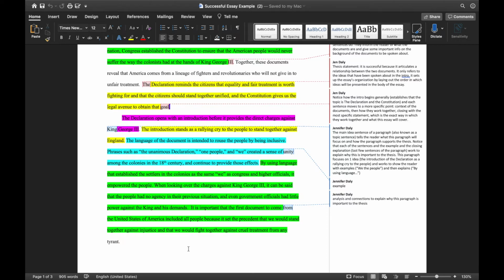We also stay on topic. Every sentence in this paragraph answers back to these two main topic sentences here. It doesn't veer off. All right, it doesn't talk about another part of the Declaration. It focuses in on exactly what's in the main topic sentence, the introduction, and how it stands as a rallying cry to the people to stand against England.